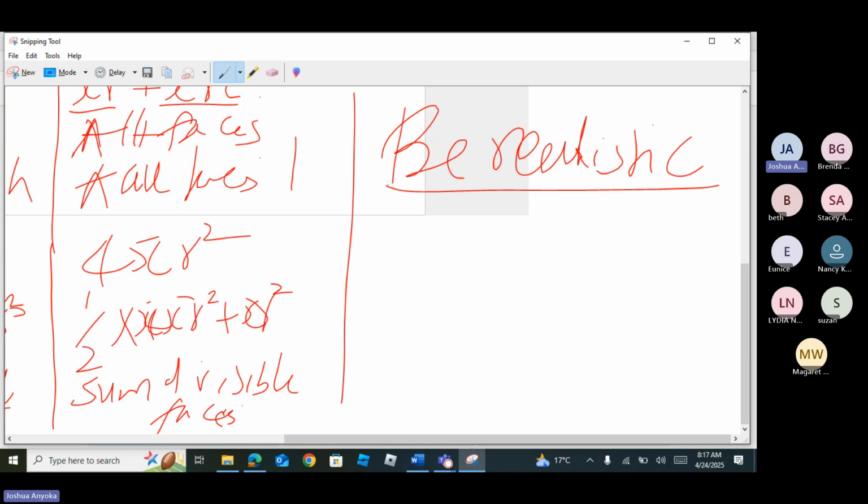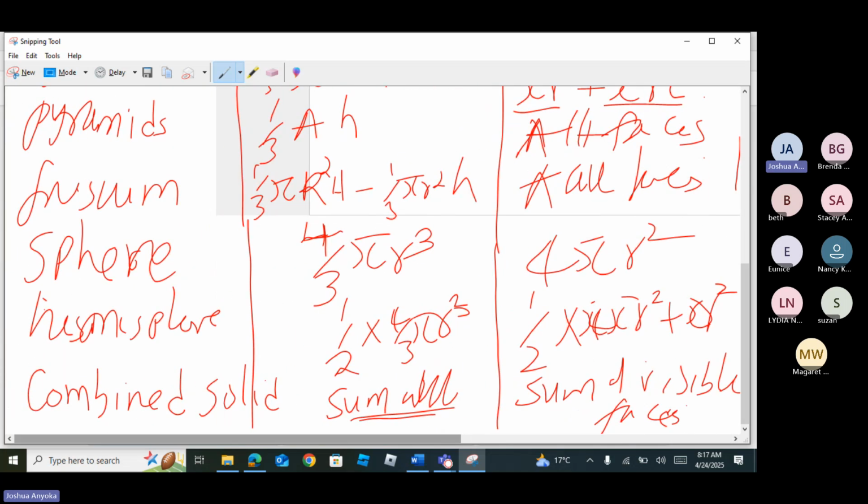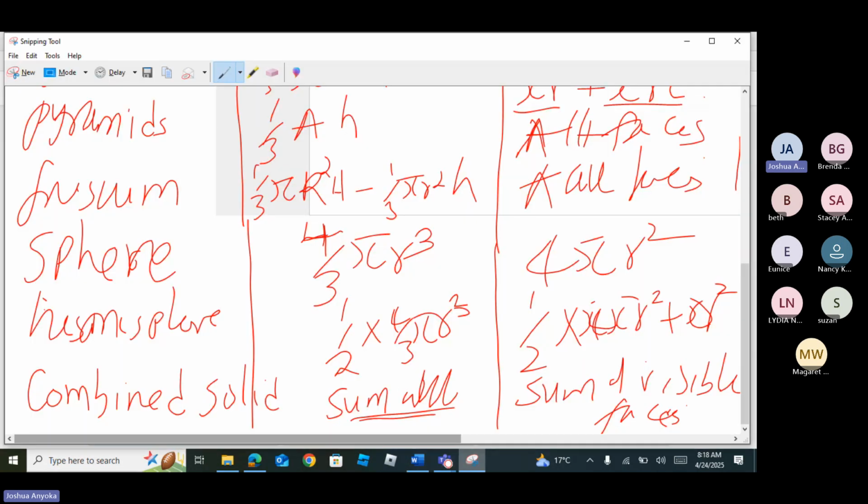Anything somebody wants to add, or something you want clarity on, or you want to make some correction from what I have illustrated, you are welcome. Anybody want to add something, or something that is not making sense to you? Oh, these are the solids that we have.